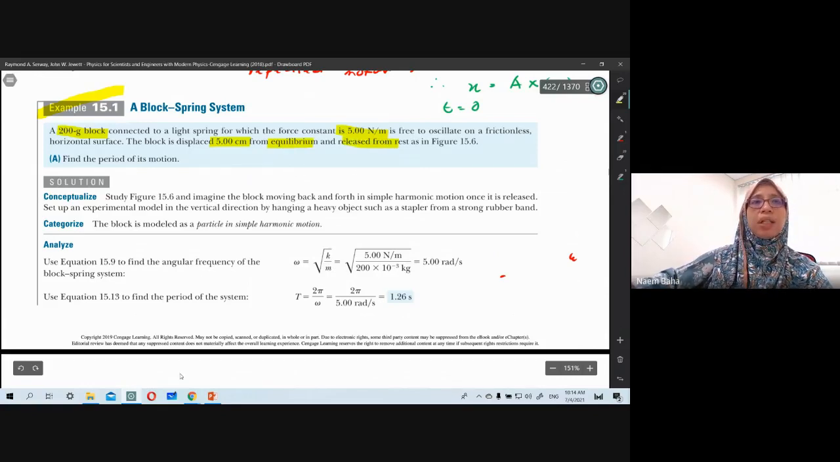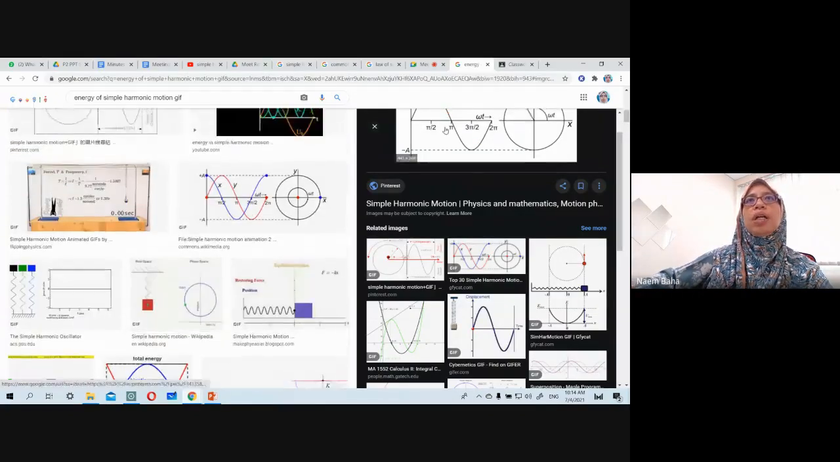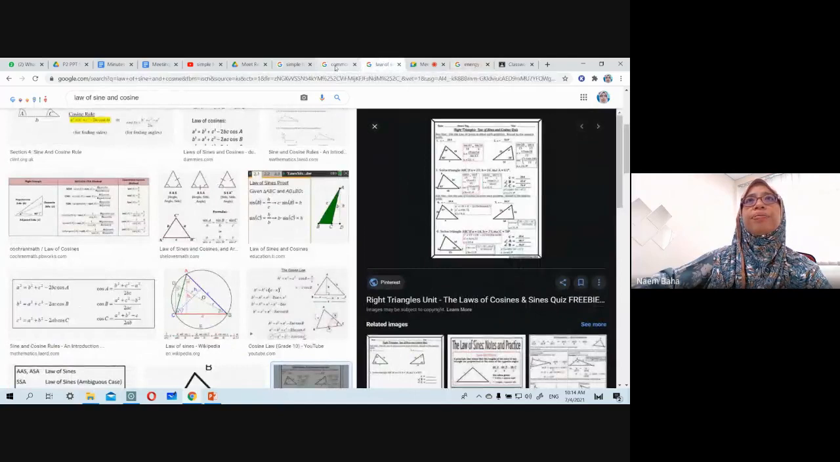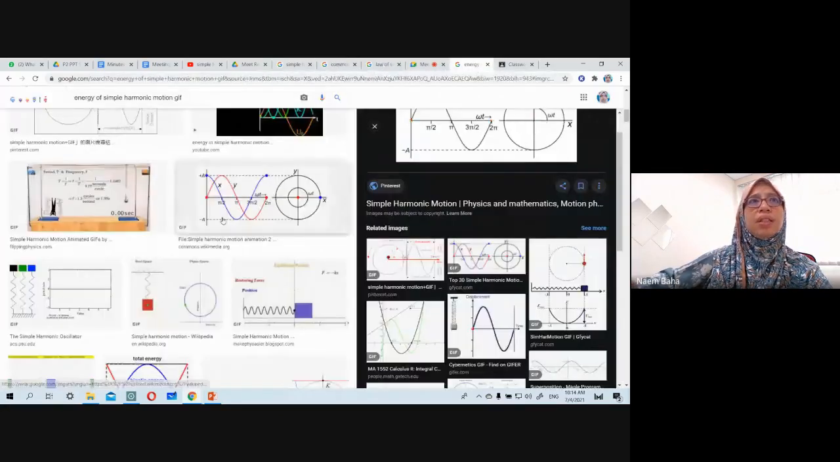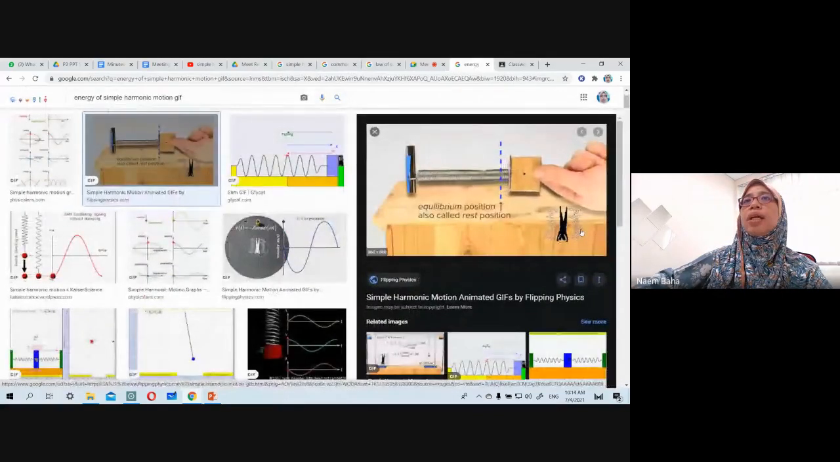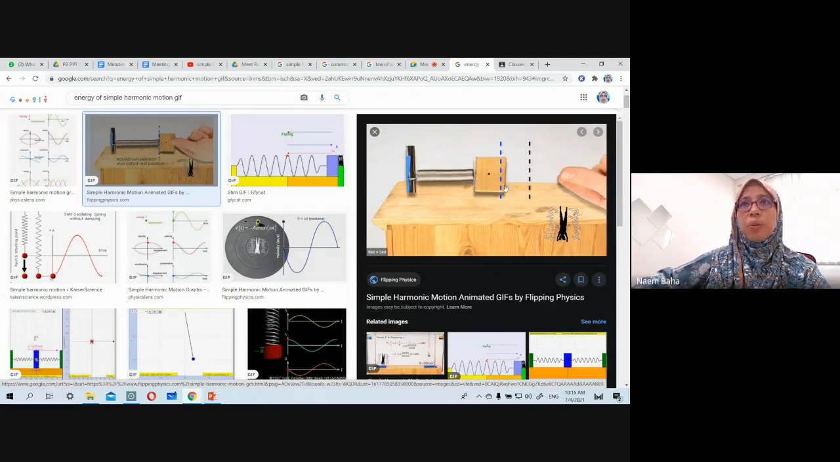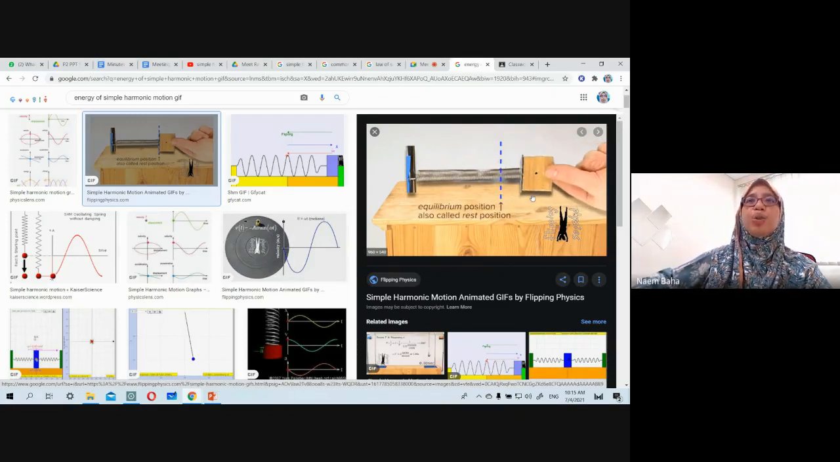And released from rest. Okay, hold on. I saw one video that shows this idea. It's almost like this one. So this is the equilibrium, displace, and then hold, release. Therefore, between the green and also the black lines, those are the amplitude.